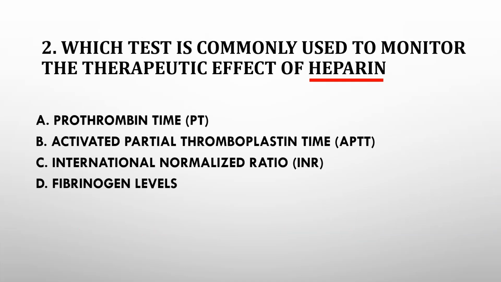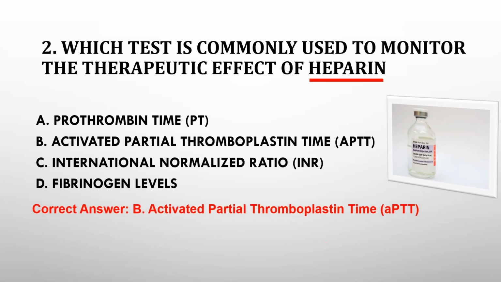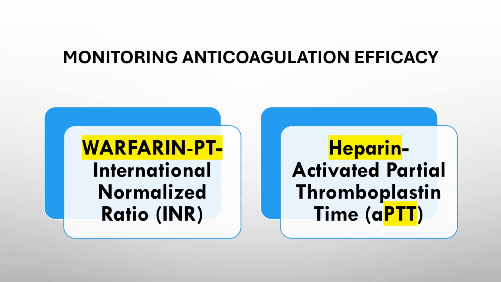The second question, which test is commonly used to monitor the therapeutic effect of heparin? Options are A, prothrombin time, B, activated partial thromboplastin time, C, international normalized ratio, D, fibrinogen level. The answer is B, activated partial thromboplastin time, that is PTT. So simply, when you monitor anticoagulation efficiency, warfarin will go with PT, and if you give heparin, the blood test will be PTT, the activated partial thromboplastin time.